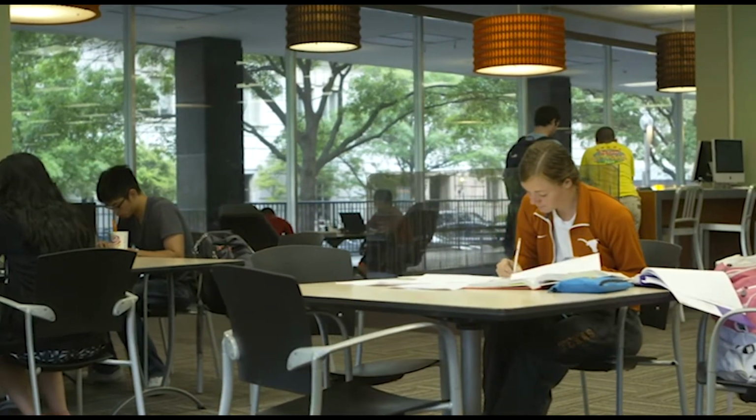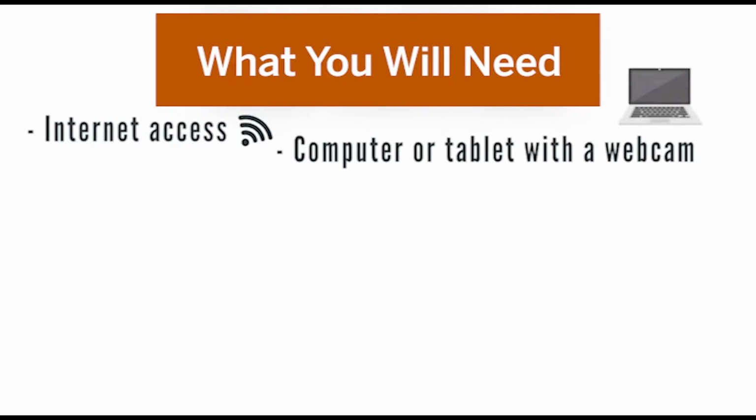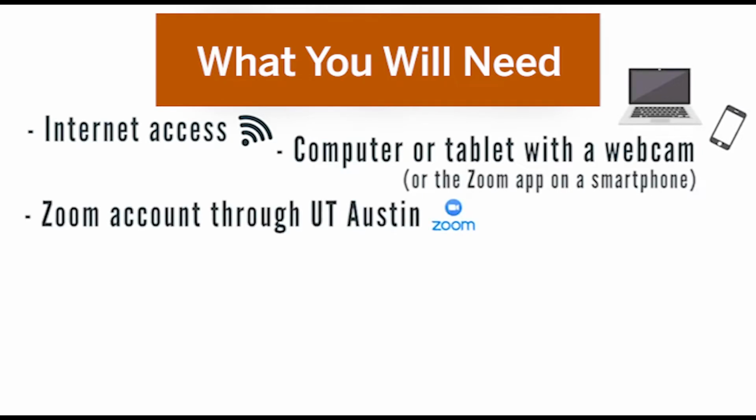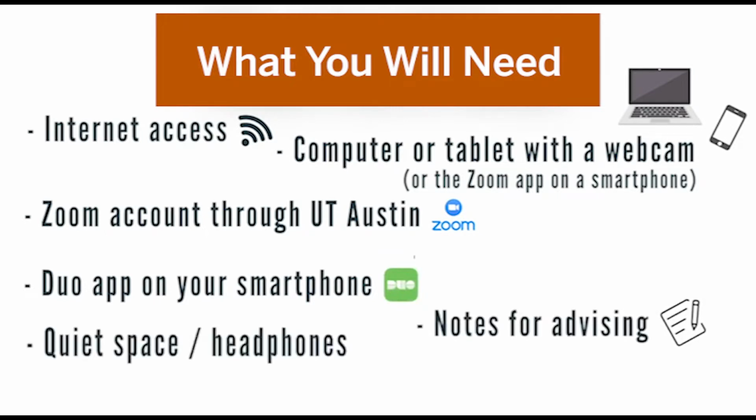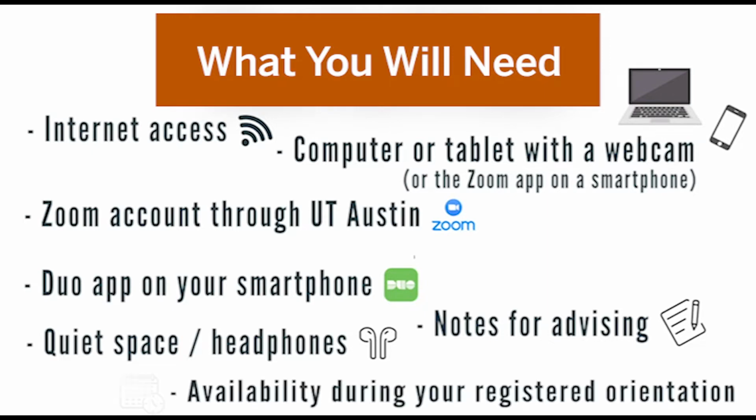orientation session. What you'll need: internet access, a computer or tablet with a webcam, or the Zoom app on your smartphone, a Zoom account through UT Austin, the Duo app on your smartphone, notes for advising, a quiet space at home and/or earphones, and availability during your registered orientation.